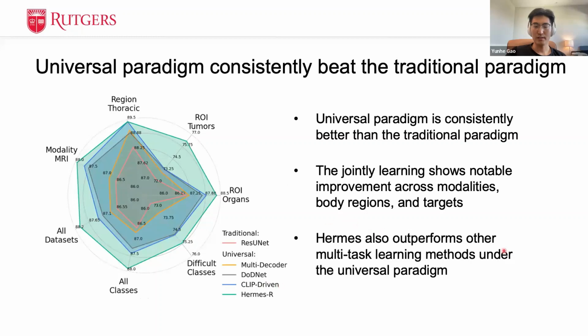Besides, we also find that the joint learning shows notable improvements across modalities, body regions, and targets. Although most training datasets are from the CT modality, we see a significant improvement in terms of MRI modality. For the regions, most of the datasets are from the abdomen, and we also see improvements in the tasks in the thoracic region. For the targets, most are organs, and we also see improvements in the tumor. Among the universal paradigm methods, Hermes also outperforms other multitask learning methods.